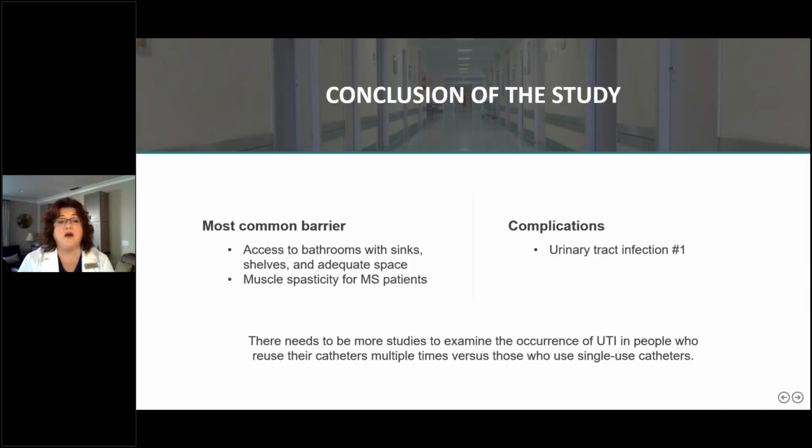So the most common barrier, again, was the bathrooms. No sink in the rooms, no shelves, and inadequate space. And then the other common barrier was muscle spasticity for the MS patients. Urinary tract infection was number 1. But there needs to be more studies.